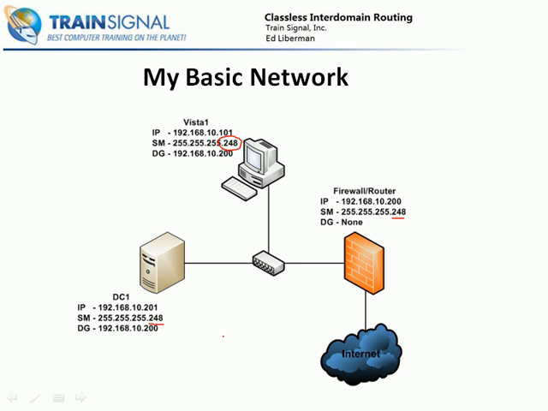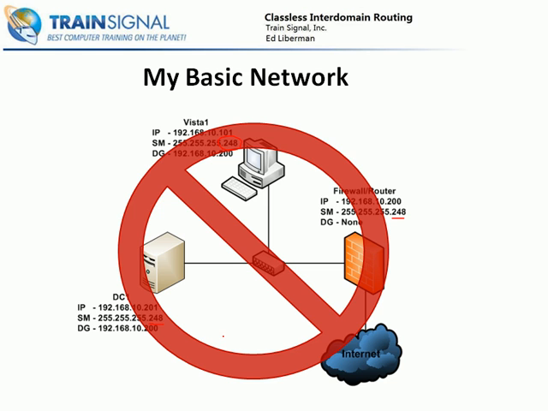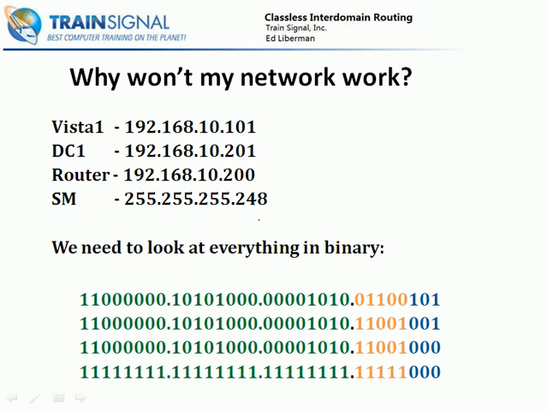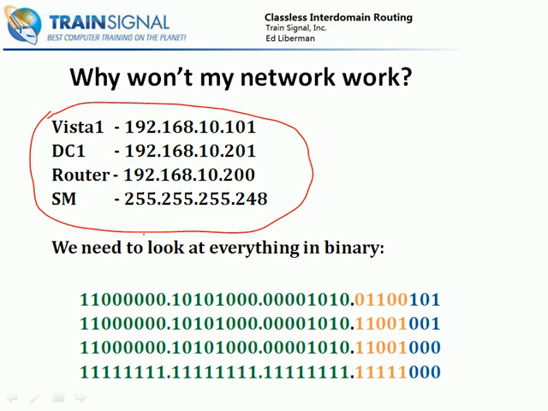But there is a problem with this network. It won't work. Why won't the network work? Well, here are the IP addresses that we had and the subnet mask that we are using. What we need to do is take a look at this in binary.